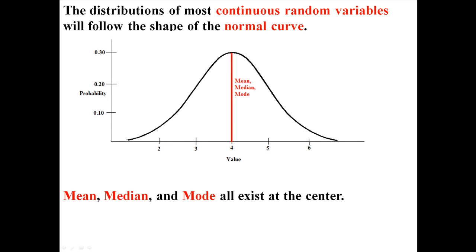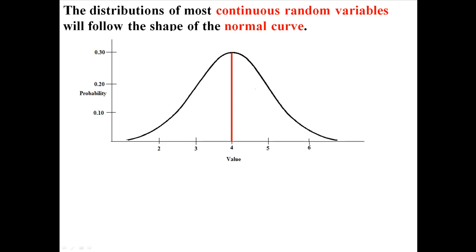And in this graph, in a normal curve, a perfectly normal curve, the mean, median, and mode all exist at the center. So for this curve, 4 is the mean, median, and the mode. Remember, those are measures of central tendency. So below the mean, median, and mode, 50% of the scores lie, and above it, 50% of scores lie, because it is exactly in the middle of the distribution.